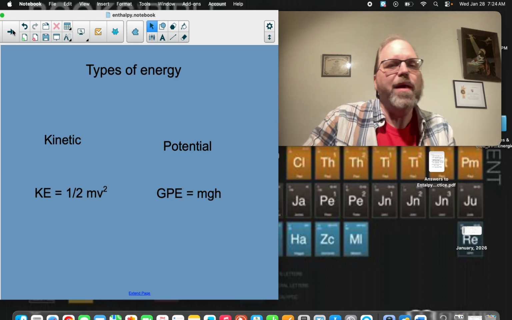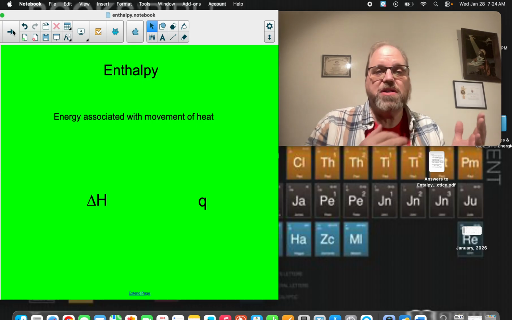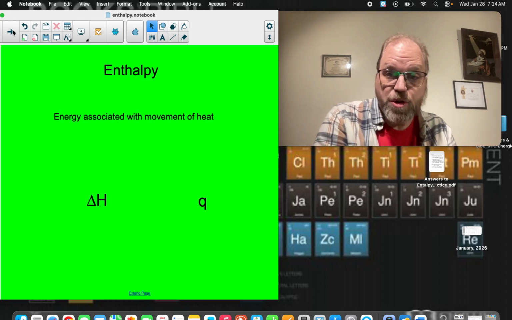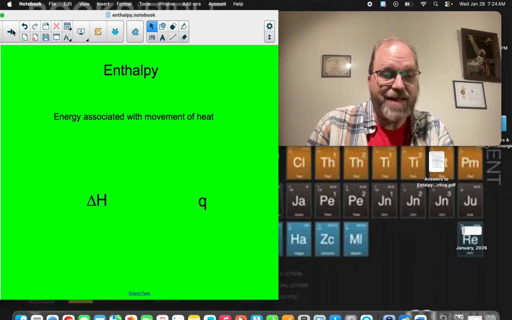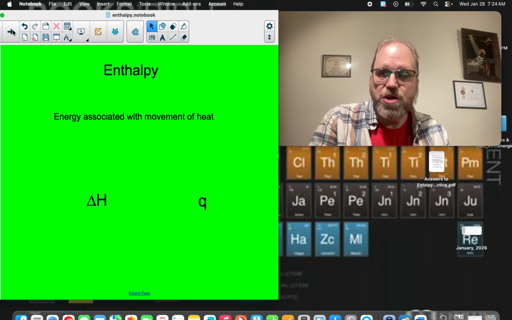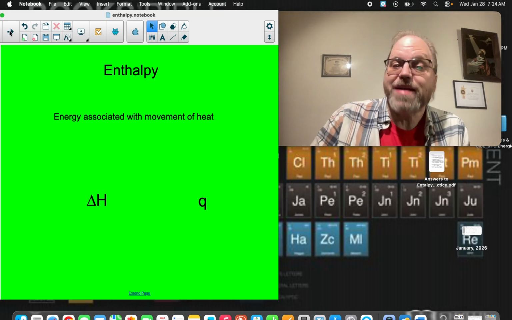All right, now, enthalpy itself, we talked about before, has two different symbols. It's the energy associated with the movement of heat. It can either be delta H, which we talked about for heat capacity and specific heat, or it can be Q, and we'll use Q more in Chem 2. Delta H is more of a Chem 1 kind of concept.